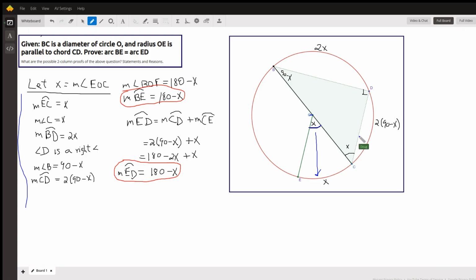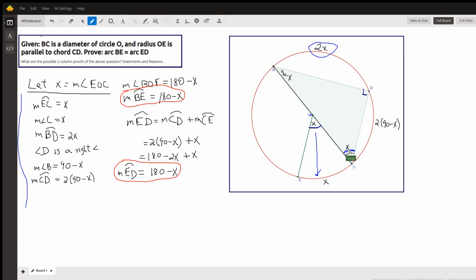Because these two parallel lines are cut by the diameter transversal, and alternate interior angles are congruent. That's why this is also x. But angle C intercepts arc BD, and an inscribed angle is half its intercepted arc. So if this is x, this is 2x. You might also notice that angle D is a right angle. It's an inscribed angle that intercepts a semicircle, so it's half that semicircle, or 90 degrees.